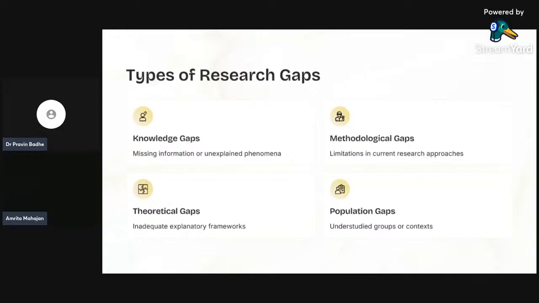Then methodological gaps, where there might be gaps or limitations in the methods they have used. Theoretical gaps might be there, which are inadequate explanatory frameworks. And population gaps as well, where a small amount of the population has been studied and others are excluded. Why they have been excluded, you can explore more.